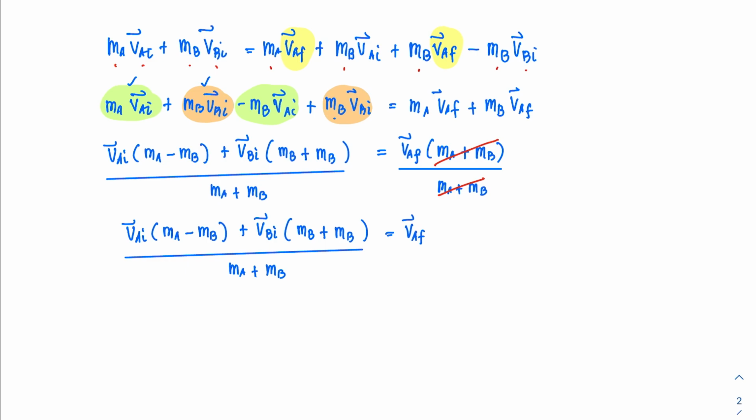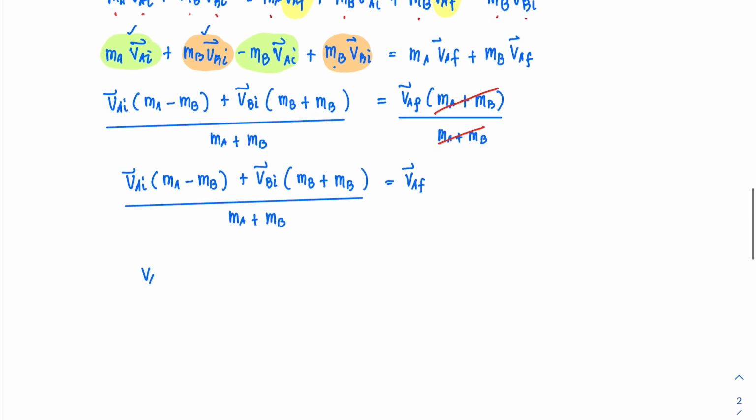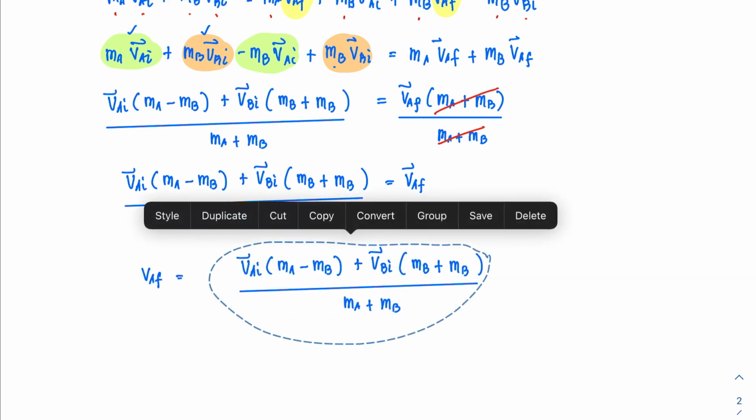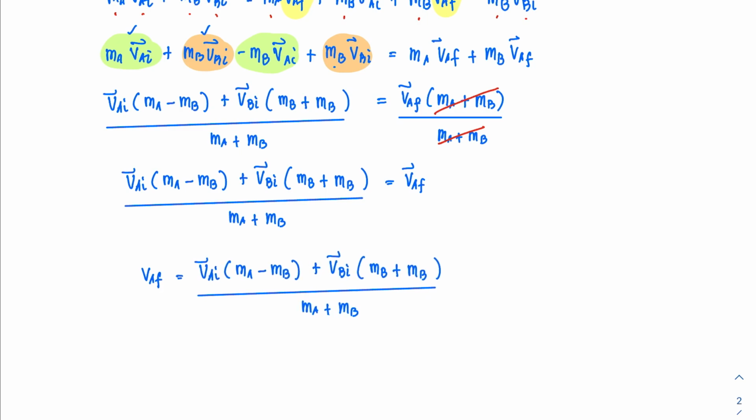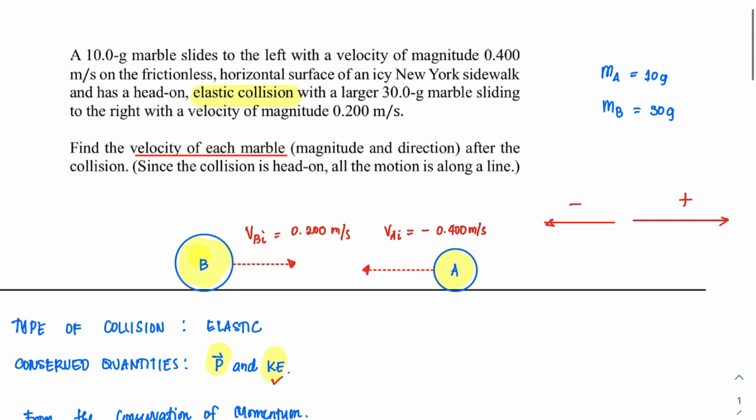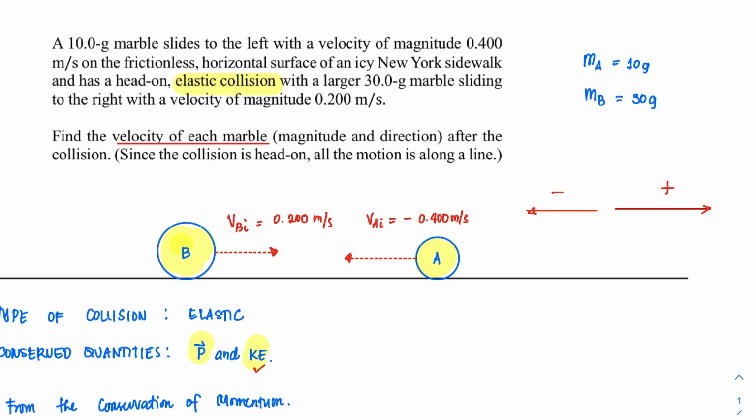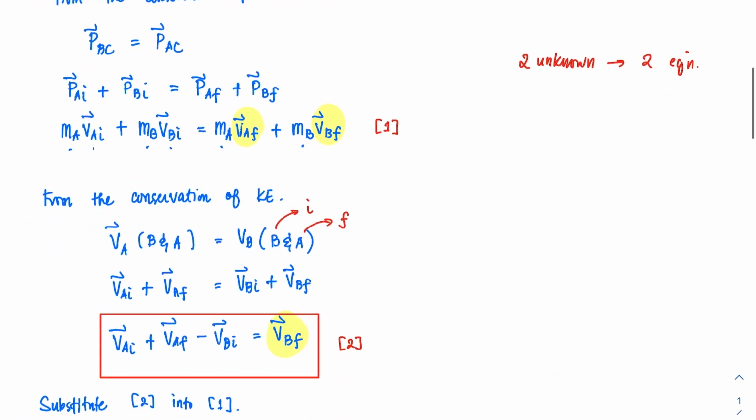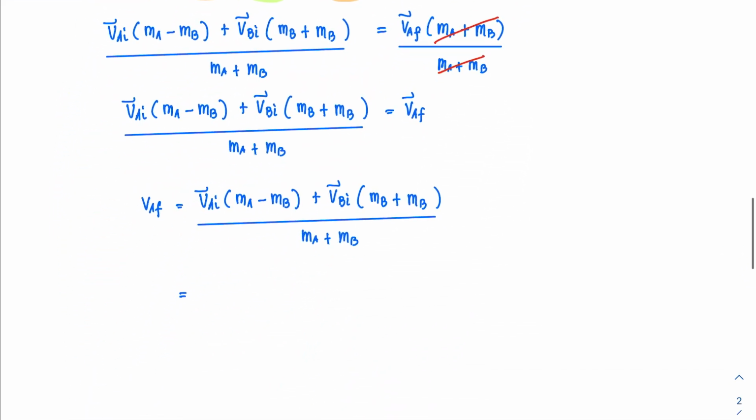So from now, it's just a matter of substitution. I'm just going to rewrite VAF here and paste that. So that's just the term above, and then we're going to do substitution. Now VAI is the velocity of your mass A. It's going towards the left at negative 0.400. You need to be meticulous of the sign, so it will be negative 0.400 meters per second. Mass of A is the smaller one, 10 grams. Mass B is the larger one, 30 grams.